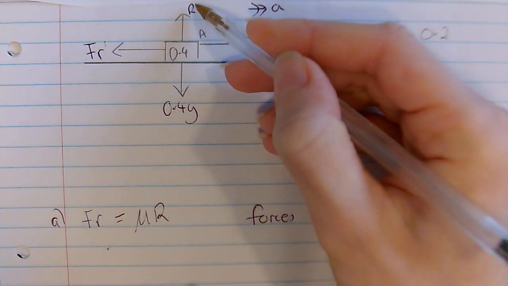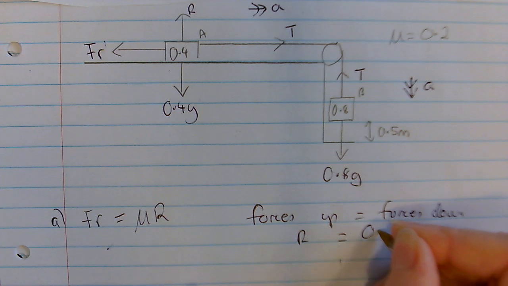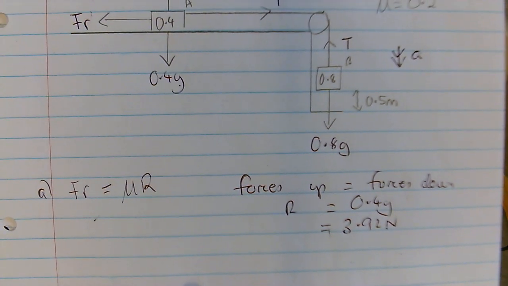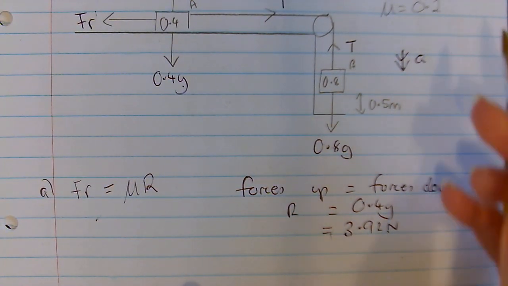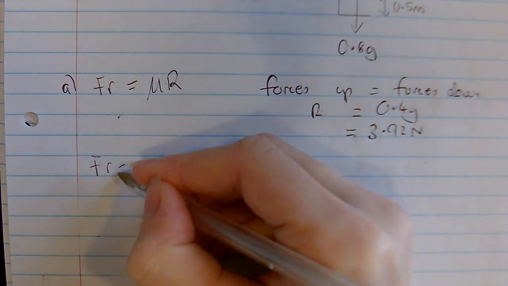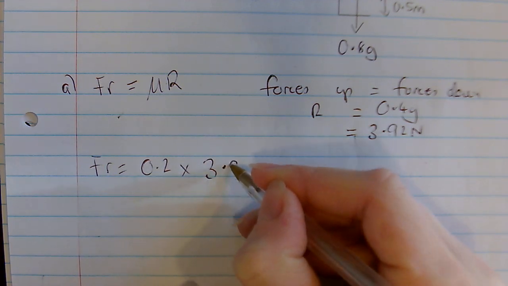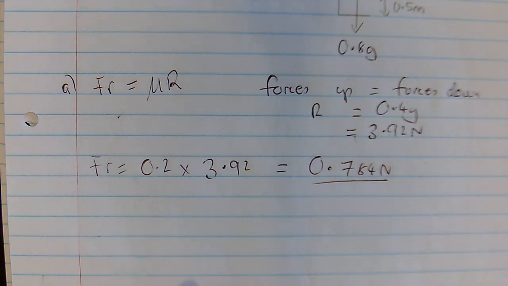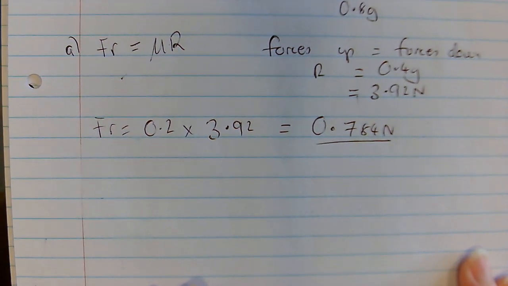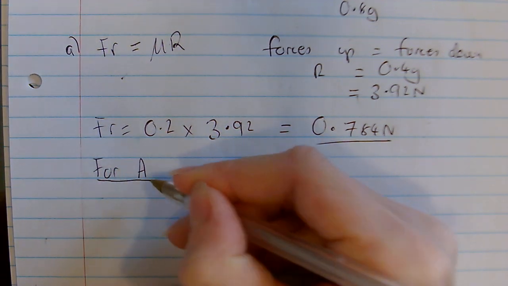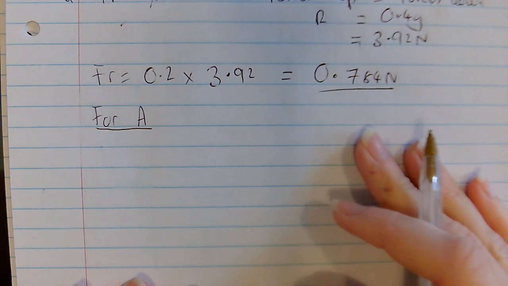Just for object A, R equals 0.4g, forces up equal forces down, which is 3.92 newtons. I know from the question that the coefficient mu is 0.2, so I can put that into the friction formula. So we get friction is 0.2 times R, so friction is 0.784 newtons. Okay. Once you've got that, then it's very similar to what we did in Unit 2. Hopefully you can remember this. We do it for object A, then for object B, and then we solve them simultaneously.